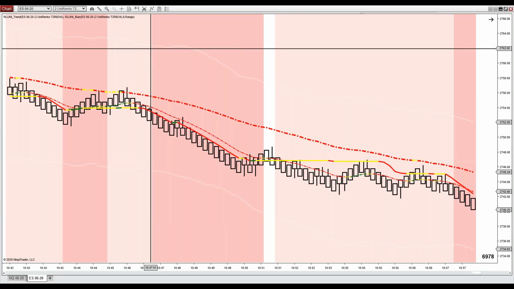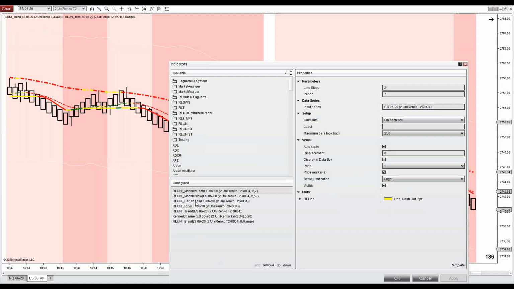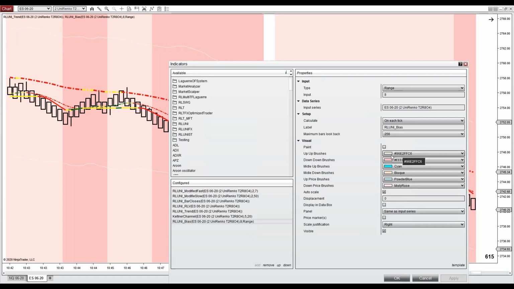If you open up the indicator and go to the bias, you can see there's dark green and there's dark pink. Those are the 2 strongest multi-time frame alignments to the downside. Then you have cyan and bisque. Those are the second strongest. And then you have the weakest, which is powder blue and misty rose.